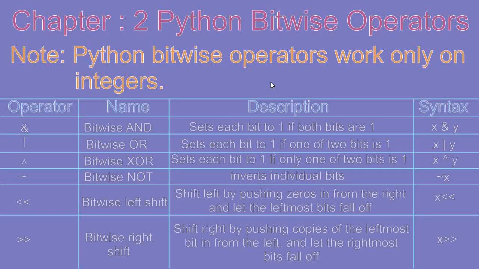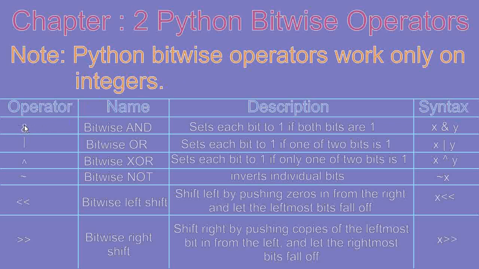Let's begin. In Python, bitwise operators are used to perform bitwise calculations on integers. The integers are first converted into binary, and then operations are performed on each bit, or corresponding pair of bits, hence the name bitwise operators. The result is then returned in decimal format. Note here, Python bitwise operators work only on integers.